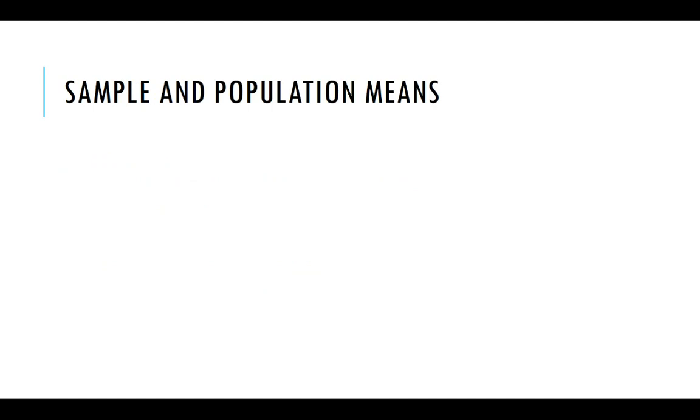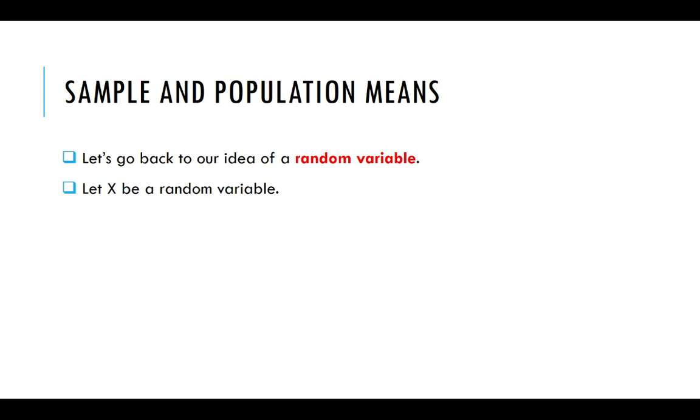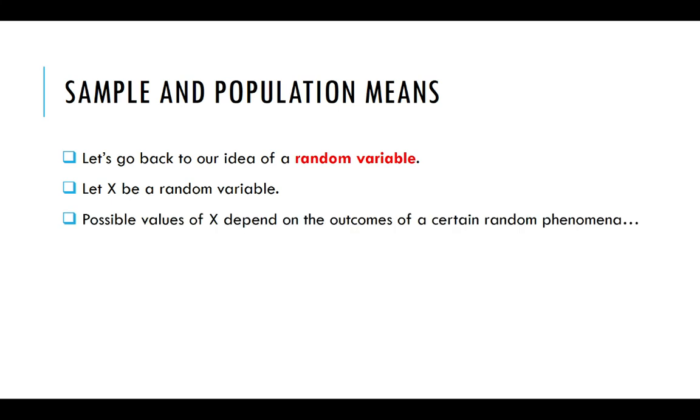For us to get started, we have to go back to the idea of a random variable. We've talked about random variables before. Remember, we use capital letters for our random variables, so let's use X. Let X be a random variable. When we say X is a random variable, we're saying that the possible values of X depend on the outcomes of a certain random phenomenon. A lot of words there, right? But really, we're just saying that there's a set of values from a random experiment. So let's keep it simple.